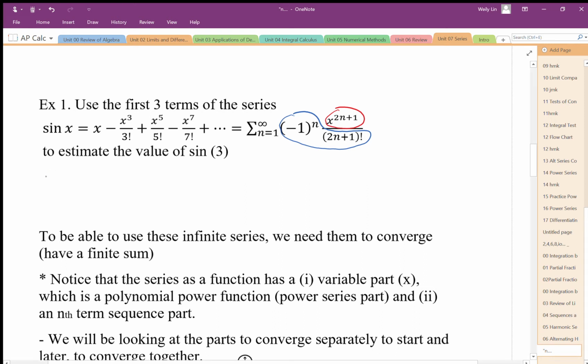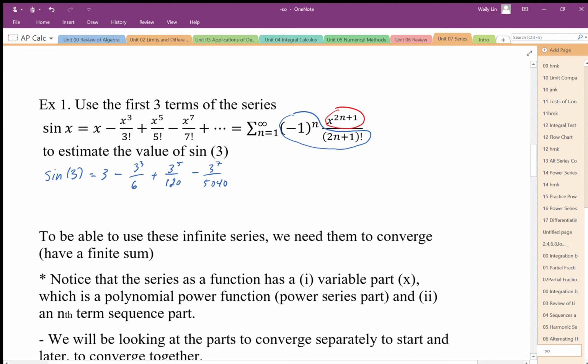So we're going to go sine of 3 is equal to 3 minus 3 cubed over 3 factorial. Well, 3 factorial happens to be 6, plus 3 to the power 5 over 5 factorial. That is 120, minus 3 to the power 7 over 7 factorial. And 7 factorial works out to be 5040. And again, if I wanted to, I could add more terms to this.